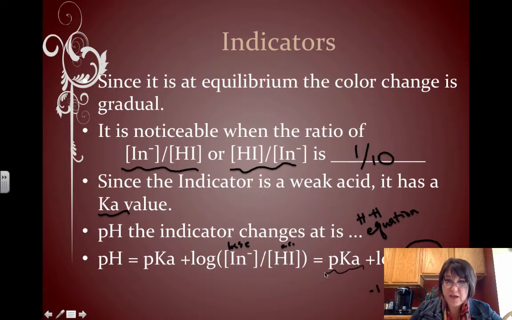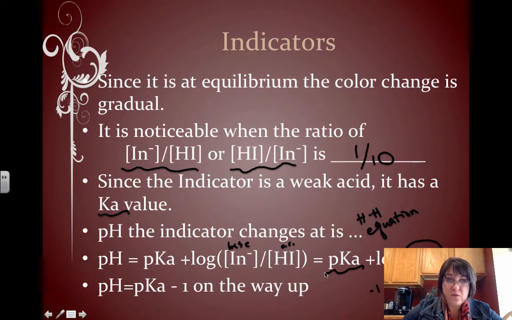So you take your pKa minus 1 if your pH is increasing. That's what we mean by on the way up. So as the pH is increasing, we want to choose the indicator that has a pKa equal to the pH, or you take the pKa minus 1 to choose the right indicator.